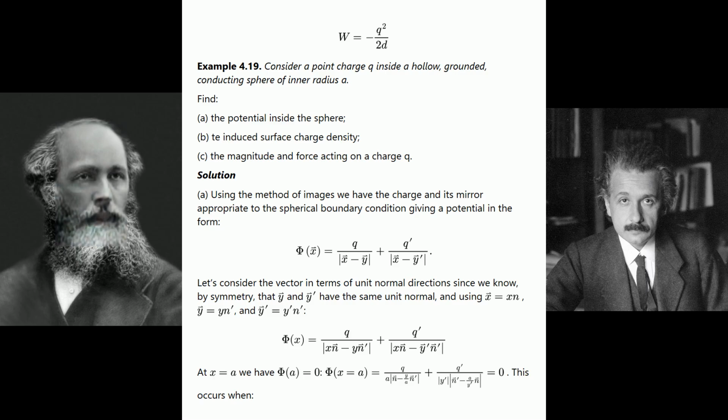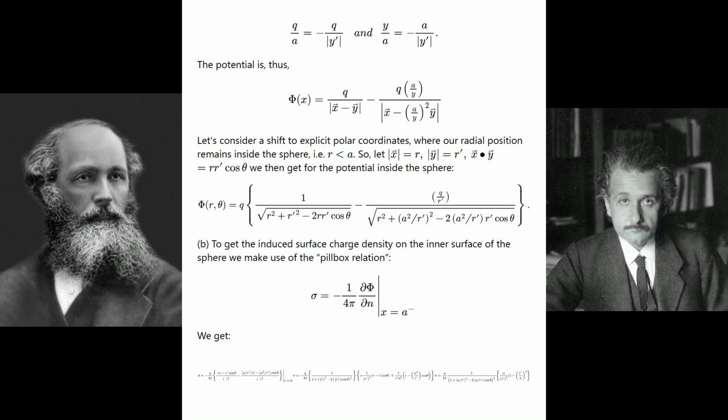Solution A. Using the method of images we have the charge and its mirror appropriate to the spherical boundary condition, giving a potential in the form, see the next equation. At x equals a, we have phi of a equals 0. Phi of x equals a equals q over a times the absolute value of n vector minus y over a n vector prime plus q prime over the absolute value of y prime times the absolute value of n vector prime minus a over y prime n vector equals 0. This occurs when, see the next equation. The potential is, thus, see the next equation.